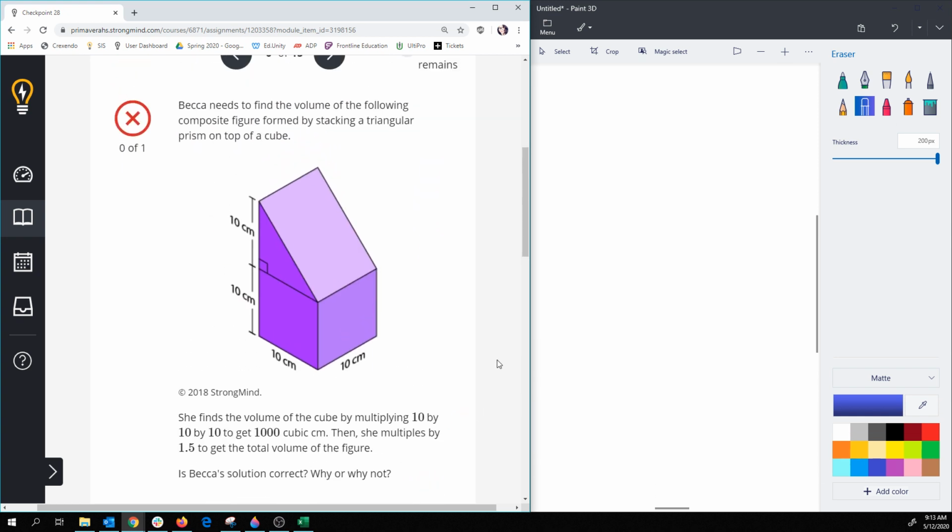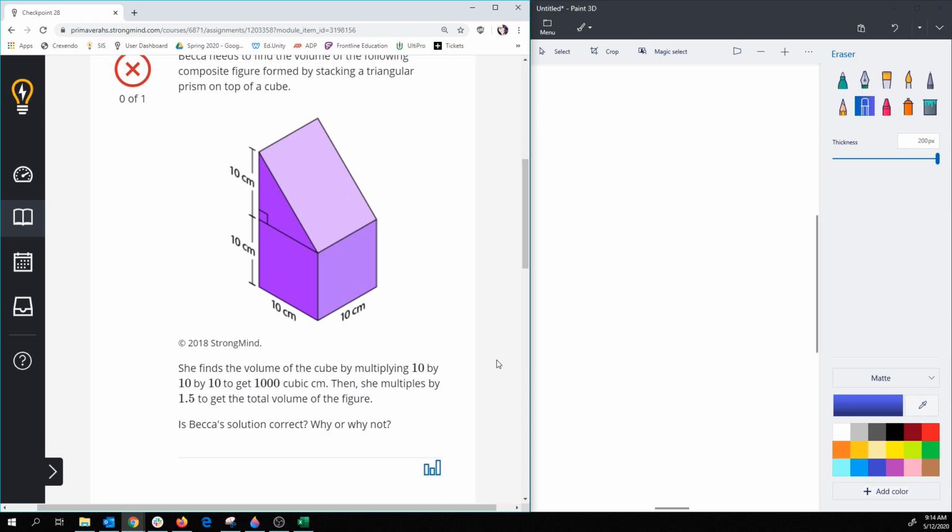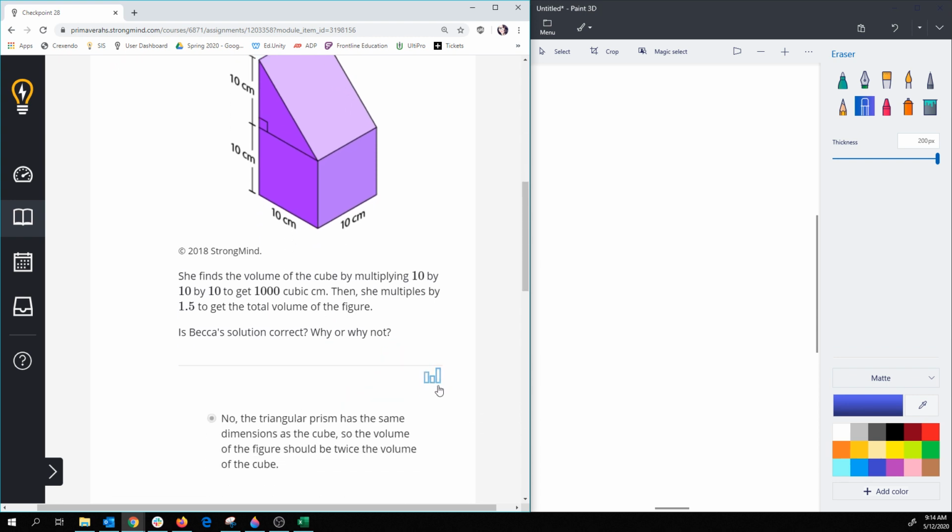All right, number 6. So here we have a composite figure, and let's see how Becca found her volume. So first she finds the volume of the cube on the bottom by multiplying 10 times 10 times 10 to get 1,000. So that sounds about right. I would do 10 times 10 times 10, and when I multiply all those, I get 1,000. Then it says that she multiplies it by 1.5 to get the total volume of the figure. Is she correct? Why or why not?